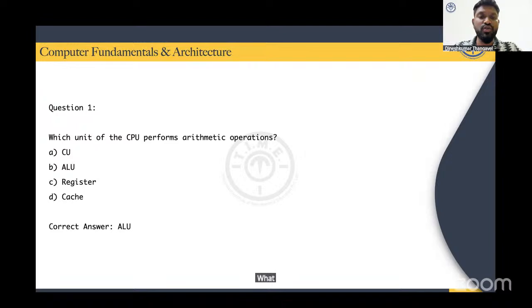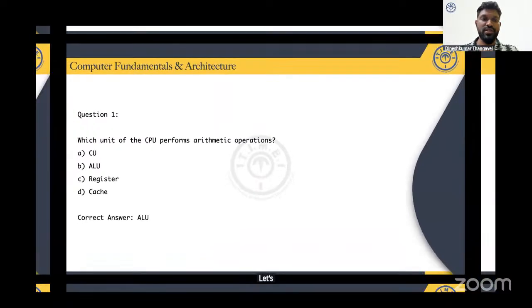What will cache do? Memory-based, CPU and RAM, not a processing unit. Yeah, so this is the final answer, ALU for this. I hope there is no doubt in this. Let's move on to the next question.